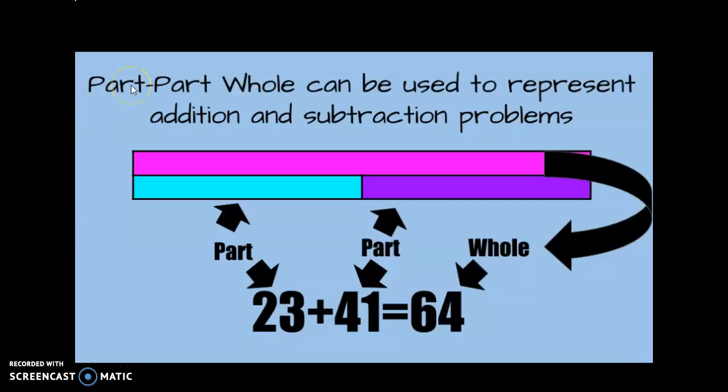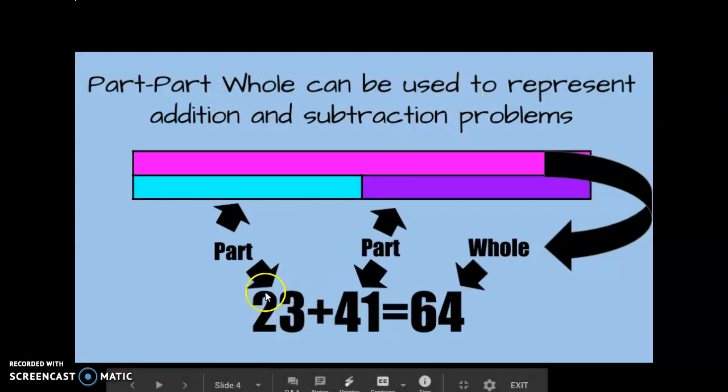Here we have what is called a part-part-whole. The part-part-whole can be used to represent addition and subtraction problems. So here's how it works. I have my addition problem down here. I have 23 plus 41 equals 64.